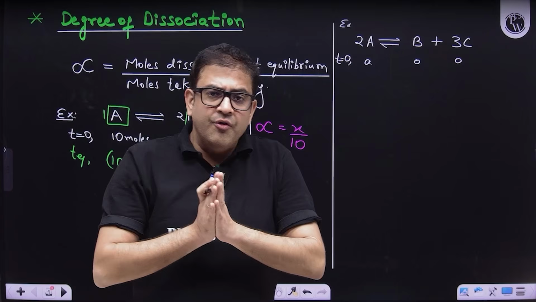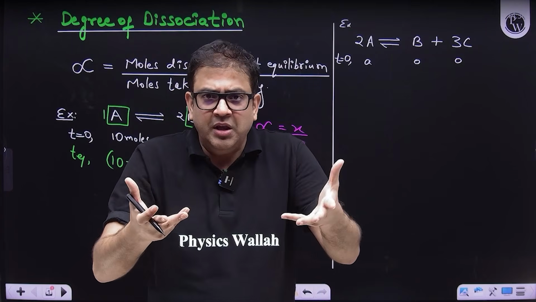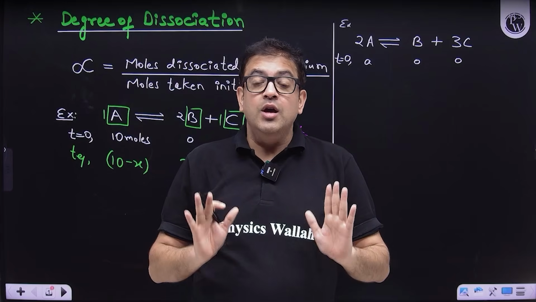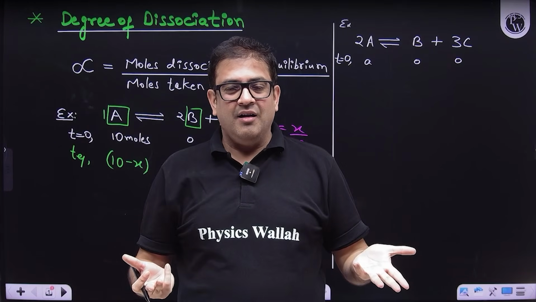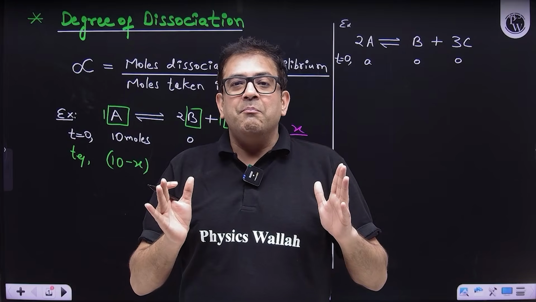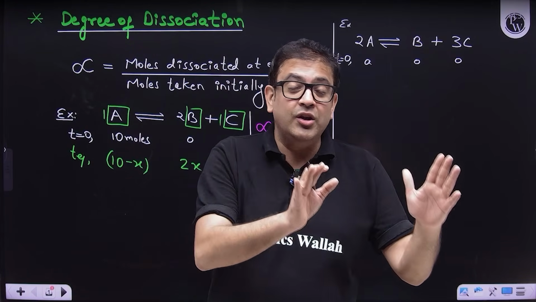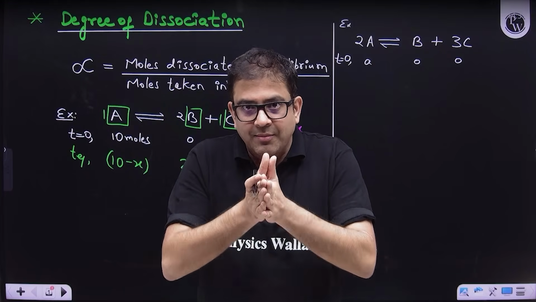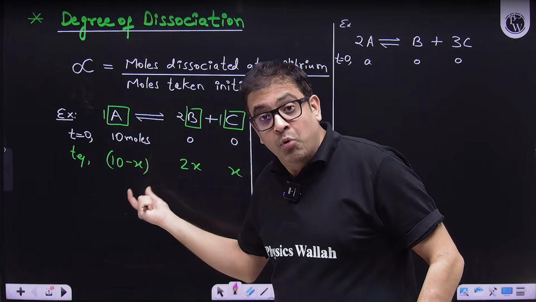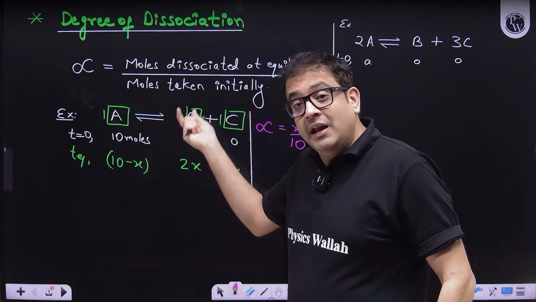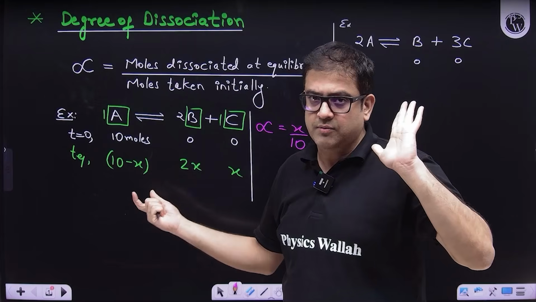Now, for calculations, if a question is asking you something in the form of alpha, I suggest you always, I mean, you can do any mathematical hit and trial, but it will be much easier, and the approach with which you get your answer will be much clearer. So what I'm suggesting is, instead of moles dissociated, take alpha for per mole of dissociation.